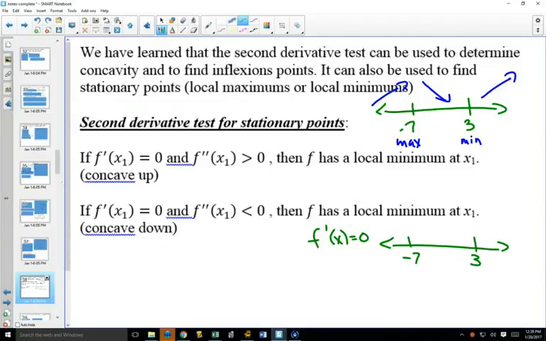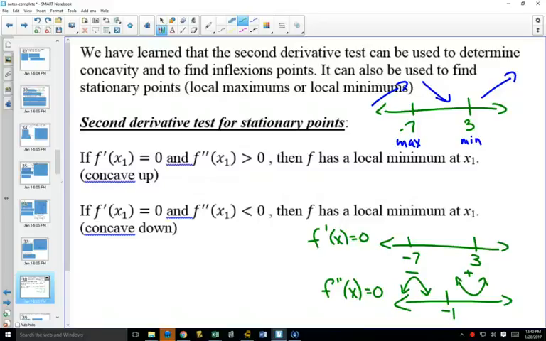3, and then you figured out where your second derivative was equal to 0, and let's say in this case it's equal to 0 at -1. And with your second derivative, you figured out that this section was negative, so it's concave down, and this section is positive, so it's concave up. Even if you didn't complete the first derivative test, this is going to be enough information for you to tell that -7 has to be a maximum.